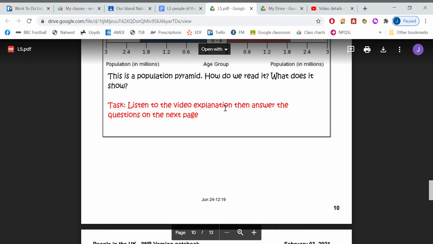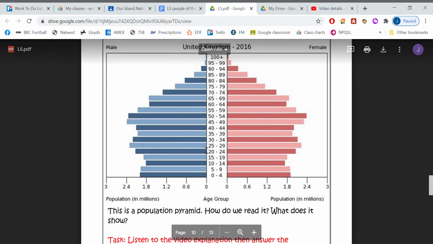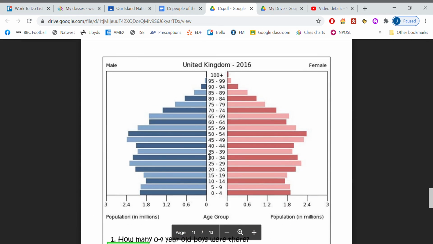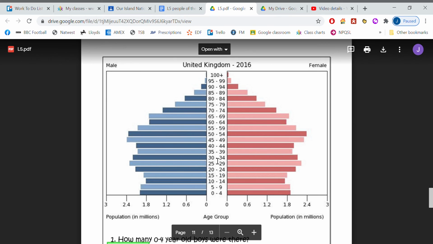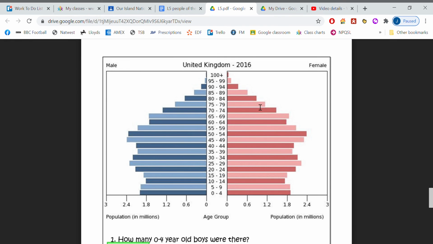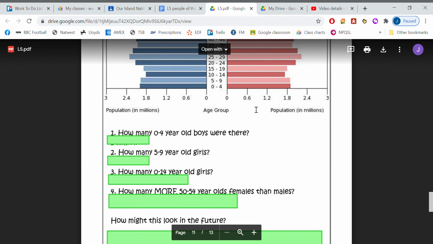What you've got to do, once you've understood this, and I've directed you to the video for it, is to answer these questions here and think about how it might change in the future. What's going on that might mean the shape is not quite the same. There are some answers on the next slide.